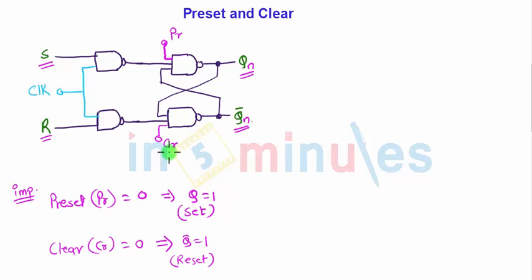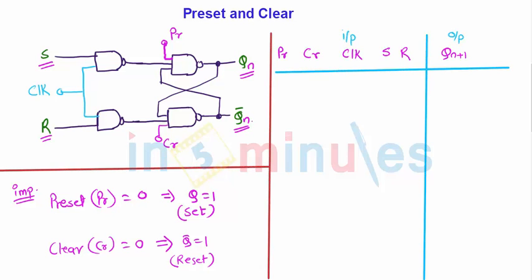Let us see how the preset and clear terminals work in a tabular manner, input and output wise. Here our inputs are preset, clear, clock pulse, and inputs S and R, and depending upon the SR input, we get the output Qn plus 1. Let us set preset and clear both to 0. The clock is absent. It does not matter what the positions of S and R are, because S and R are triggered along with the clock. If the clock is don't care, S and R are also don't care.